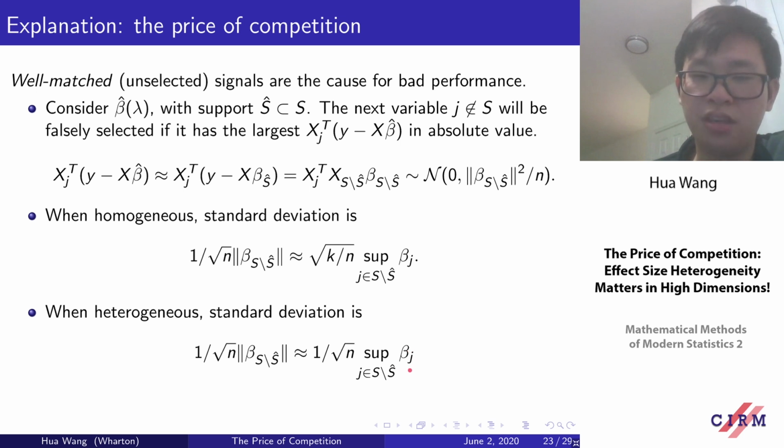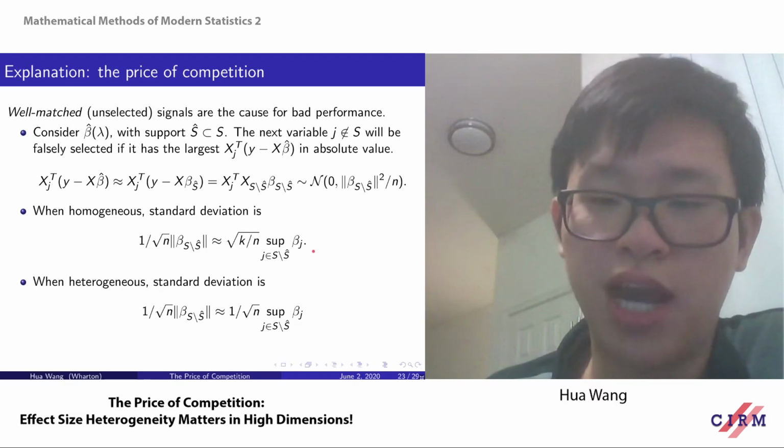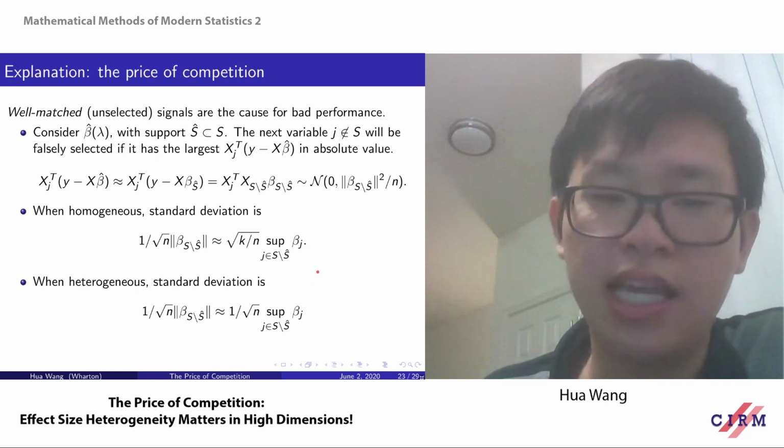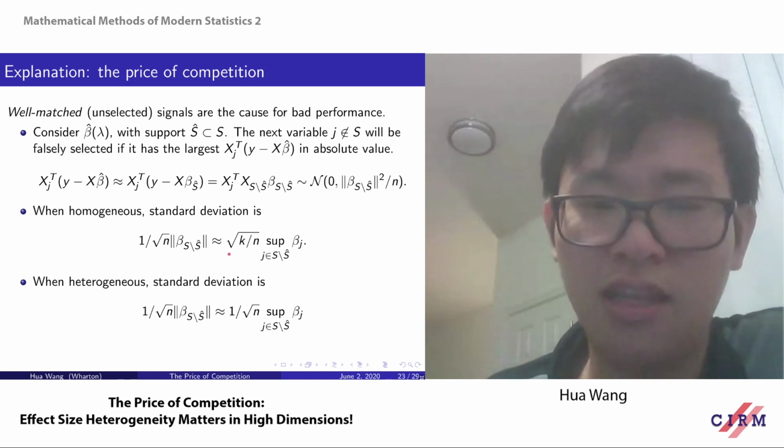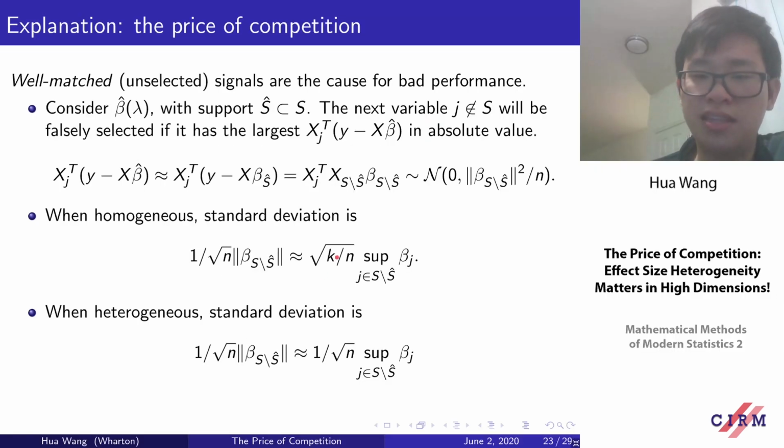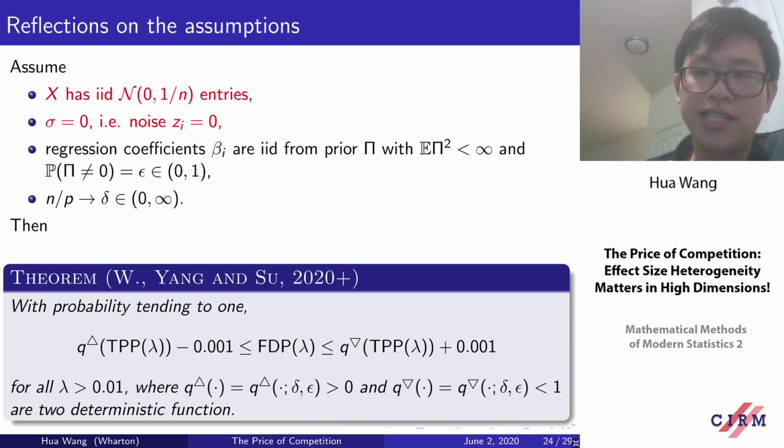When you compare those two expressions, you will realize that in the homogeneous case, the noise has a square root k term to suffer. We define that square root k to be the price of competition. It is due to the homogeneous effect size, and it gives much larger noise because of the competing of the similar signals. Okay, so let's proceed to the final part of my presentation.